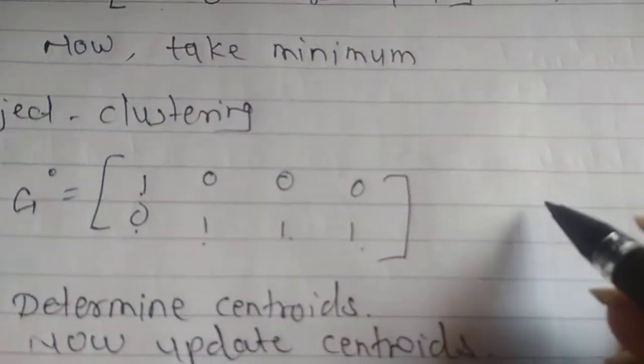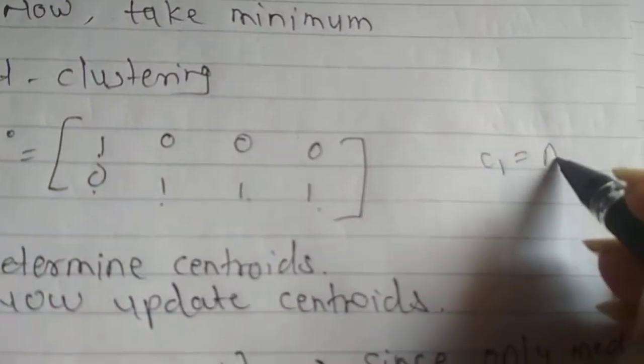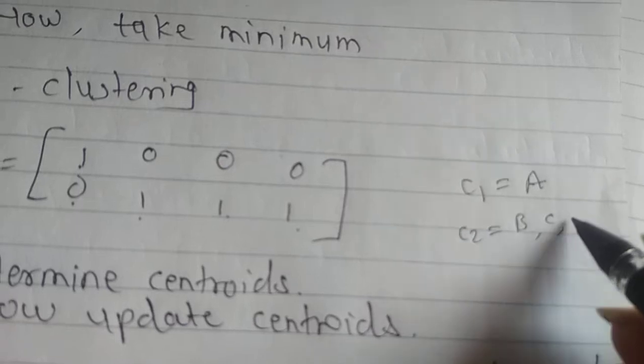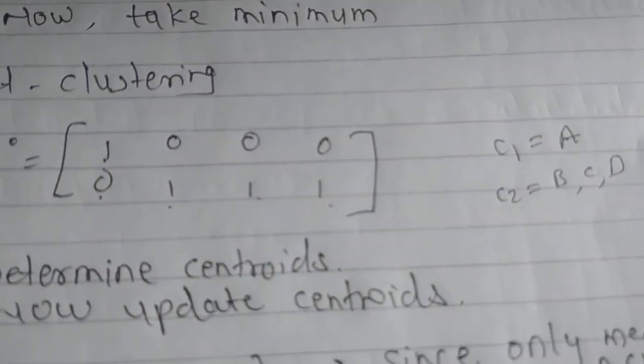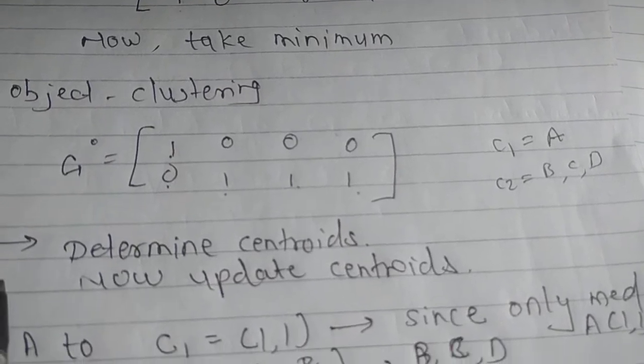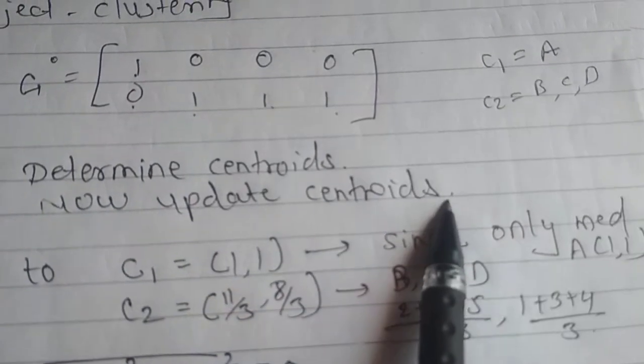So in cluster number 1, there is only medicine A. In cluster number 2, there are B, C and D medicines. Okay. Now we go for the first iteration. Now for this iteration, we have to update the centroids.